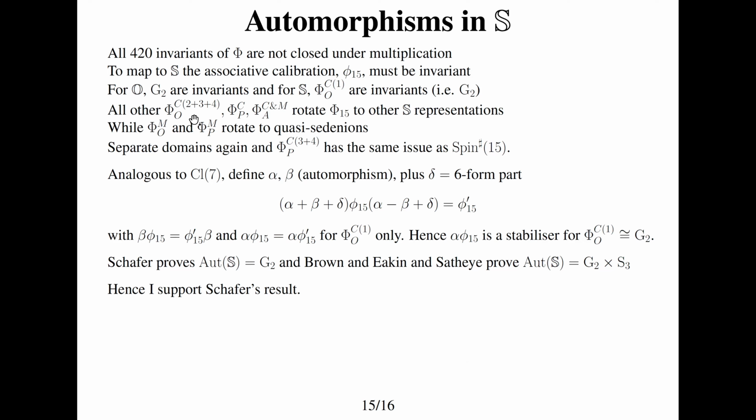So for the automorphism of Sidonians, Schaefer proved that it's isomorphic to G2, and other people after that, following Brown, have said that it's G2 times S3. Well, it can't be S3, as I've shown. It could be S2, but that's not the full story.